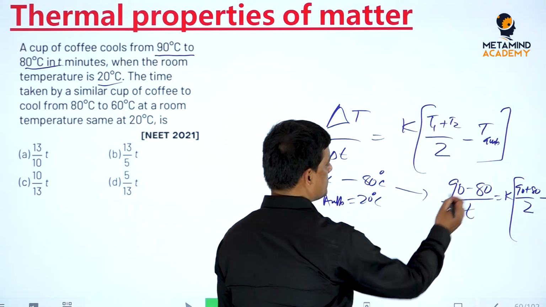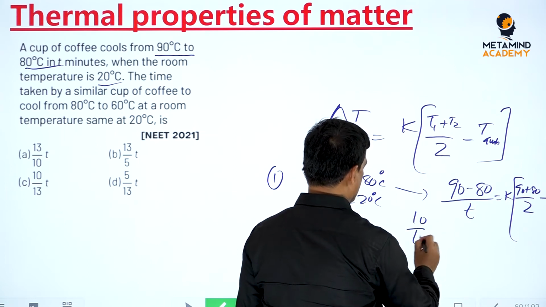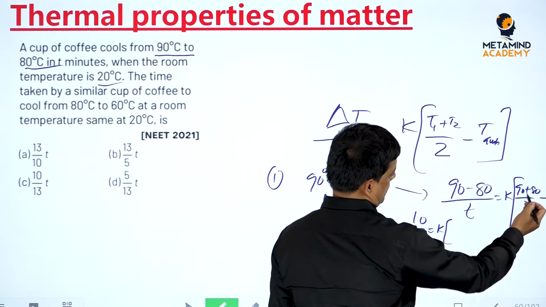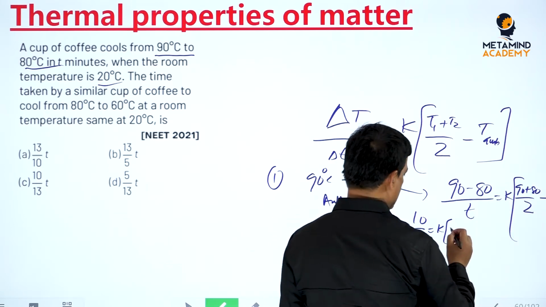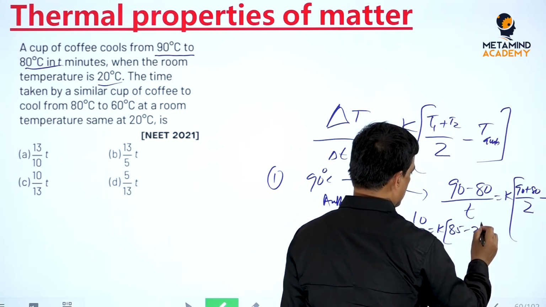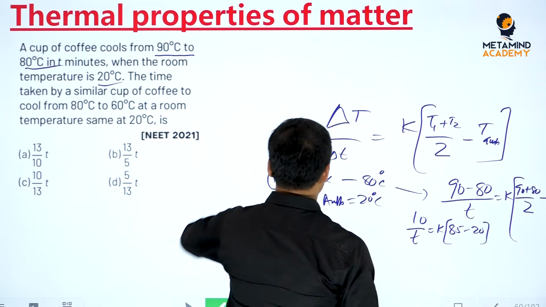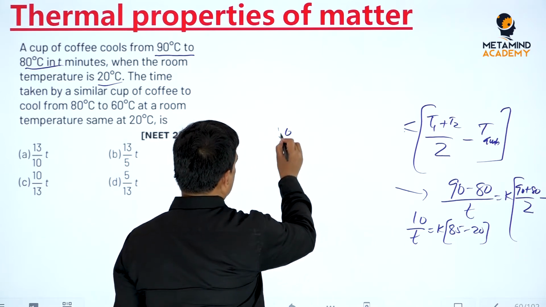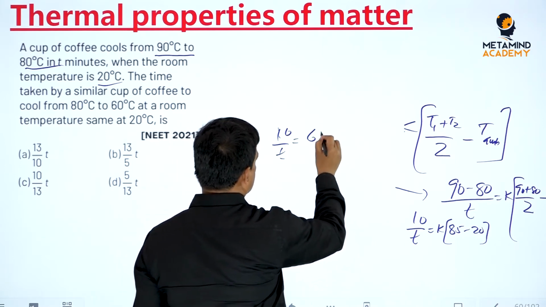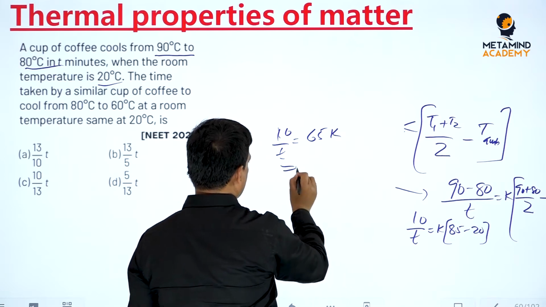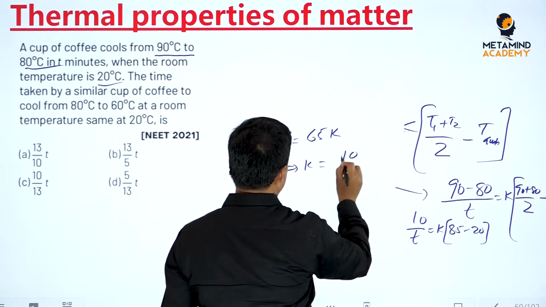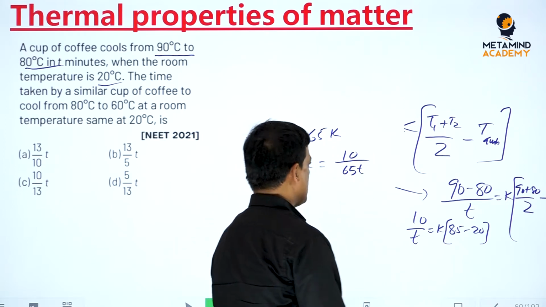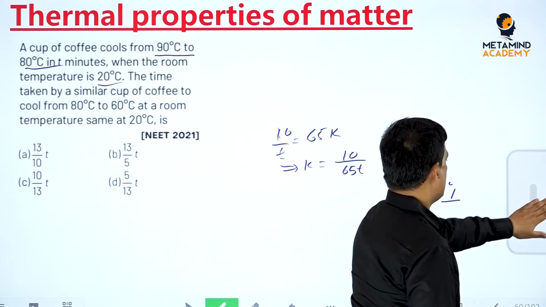So, that will be 10 by T is equal to K times (90 plus 80, which is 170, by 2 is 85, minus 20). So we say 10 by T is 65 K. This implies K is equal to 10 by 65 T. Now, keep this value of K with you.